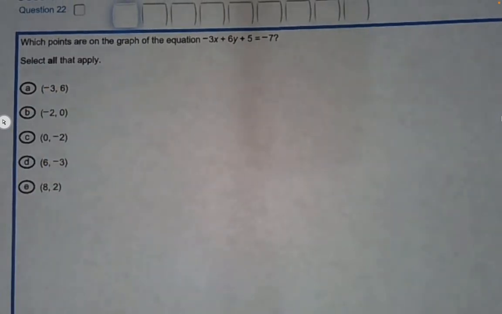So all you do on this one, say that you have this right here. This is an X value and this is a Y value. So what do you think you do with those? Plug them in. And you should have scratch paper, okay? So I would put -3 times, what's my X value? -3 plus 6 times 6. What comes next? Plus 5 equals -7. And then what would I do with that? I would work it out and see if it equals.